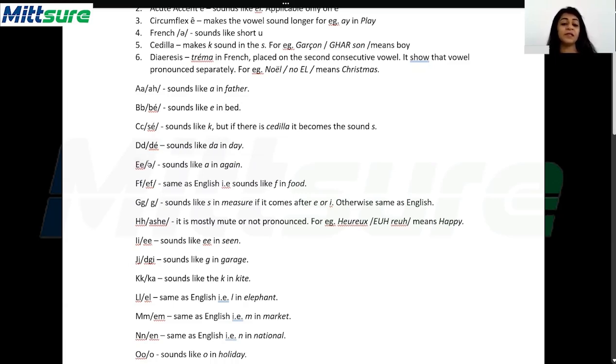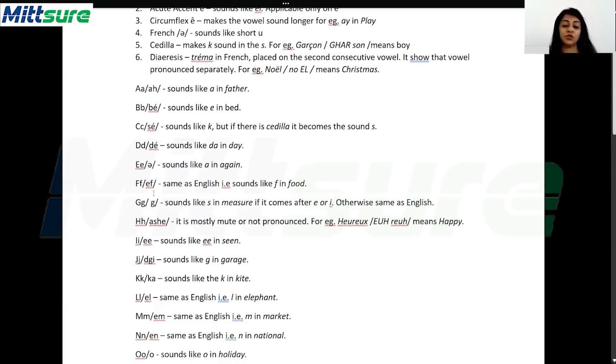Then we have E. This reversed E means whatever the sound is, it will sound a little shorter. Usually the E has the sound of A, but a shorter A. It will be just a, yes, just like in the word again. After that is F. That is a bonus letter for you. Why? Because it will have the same sound as in English. Yes, the F will have the sound of F, just like in English, for example in the word food or fat.